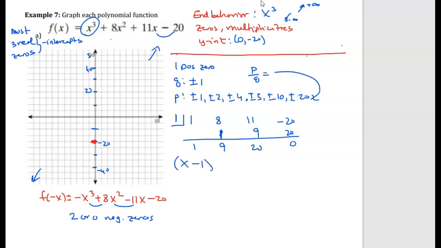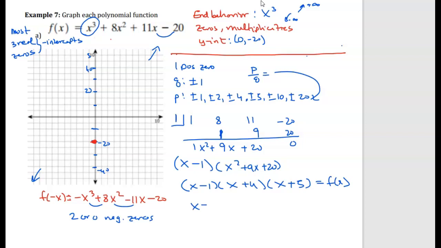So the factor is x minus 1, and in parentheses we have x squared plus 9x plus 20. We factor this more: x plus 4 times x plus 5. So this is my function in factored form. The zeros are x equals 1, x equals negative 4, and x equals negative 5. If you remember, the multiplicities are the exponents, so all these have multiplicities of 1.